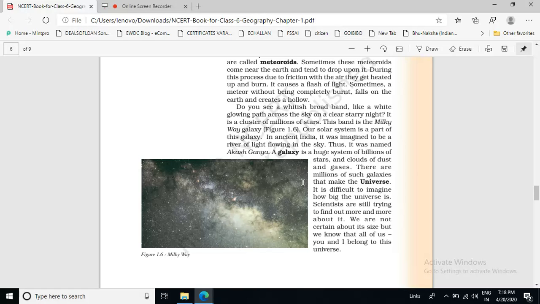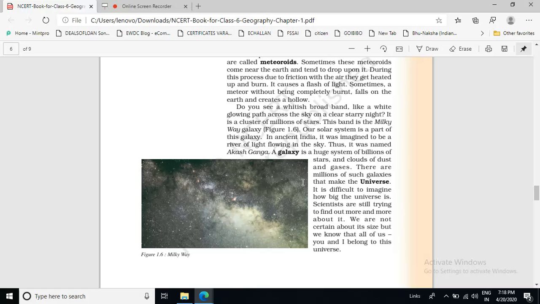Sometimes on a clear night, when the night is completely clear and there is no cloud, you may have witnessed a white glowing path. You must have seen a white glowing path across the sky. Okay. What is this? This is the Milky Way Galaxy. What is this galaxy? It is a cluster of millions of stars. Cluster means group.